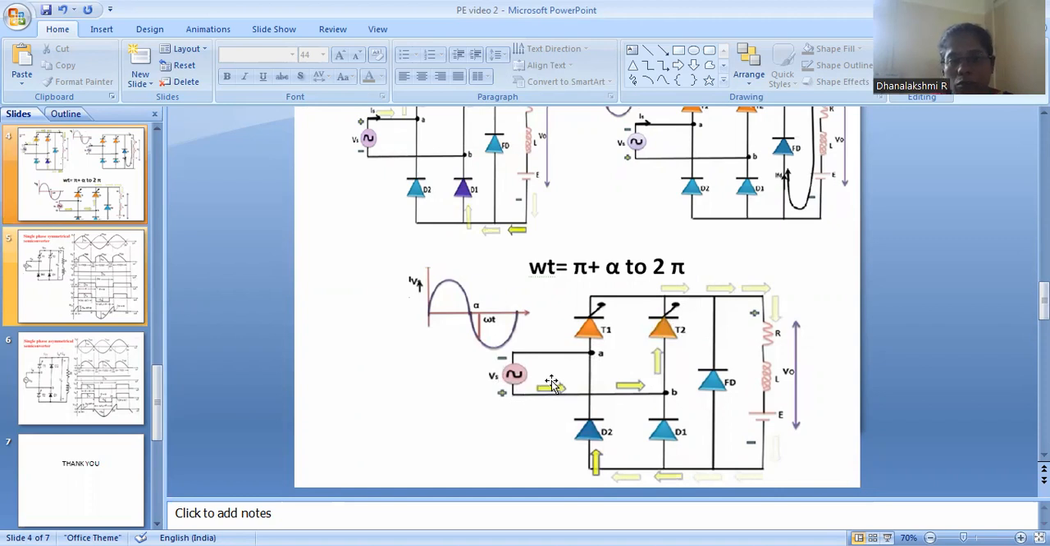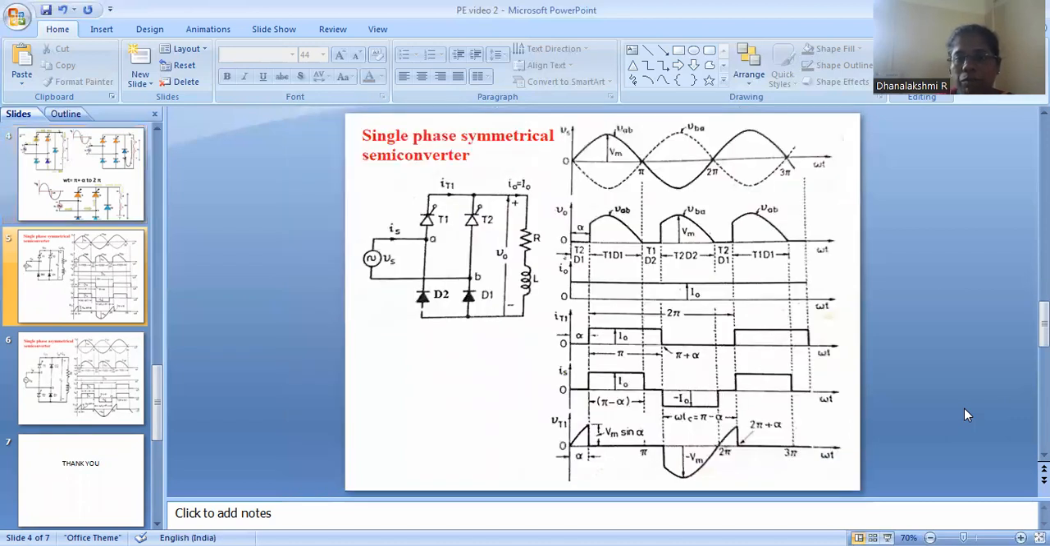So the current flow is from this end of the supply to the thyristor T2, then the load, and then back to D2. Therefore you can see that the negative half cycles have been rectified into positive.